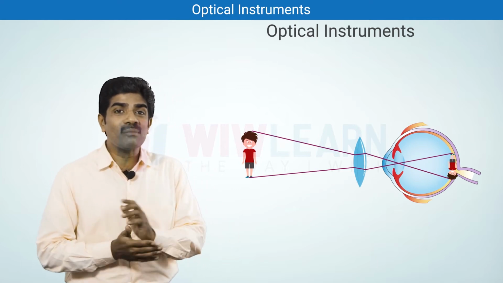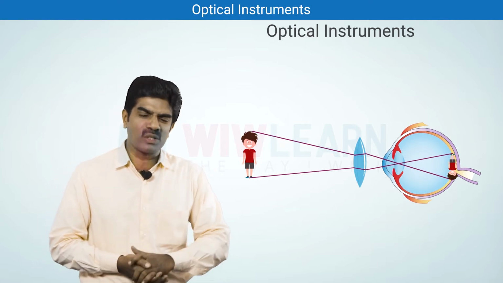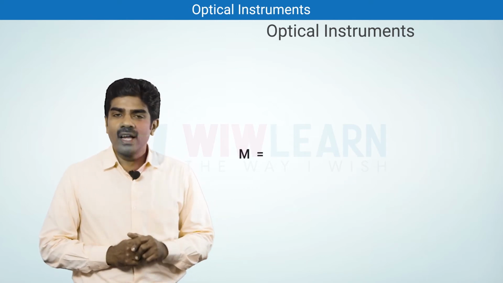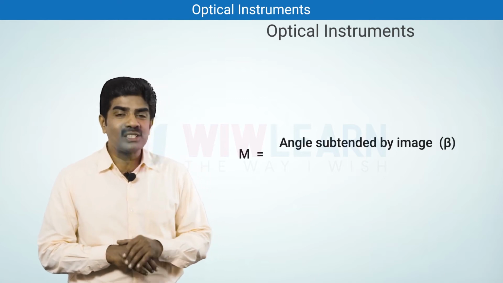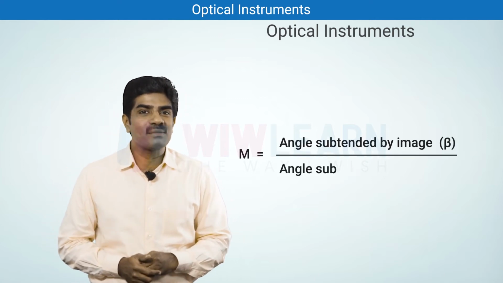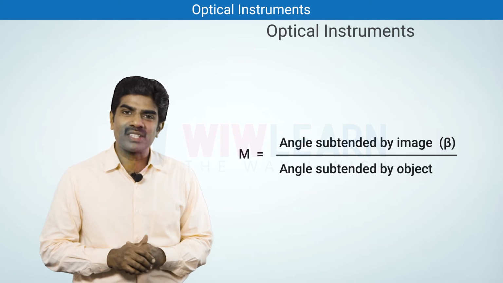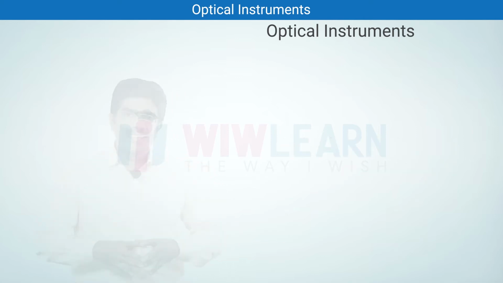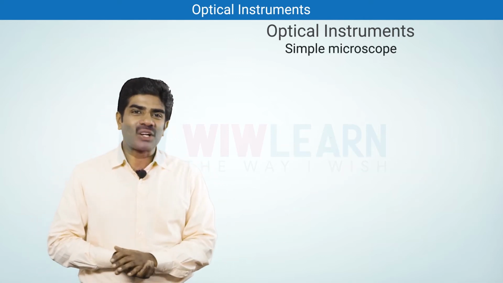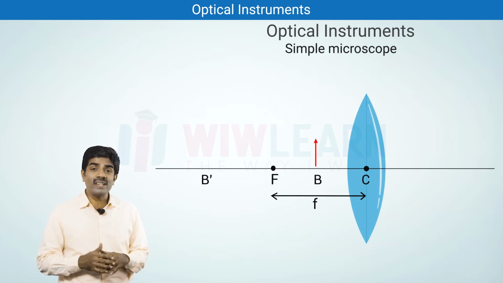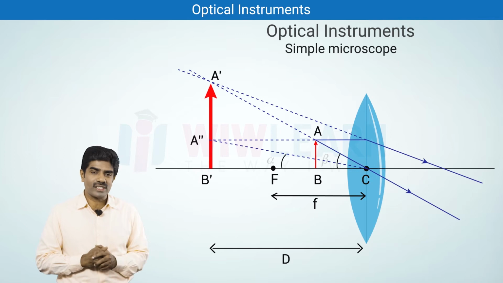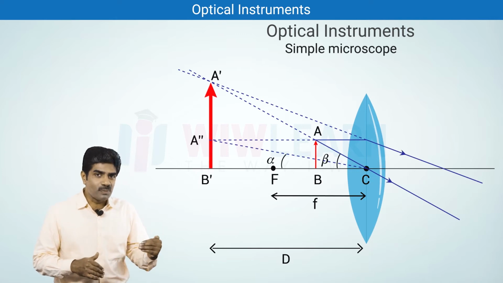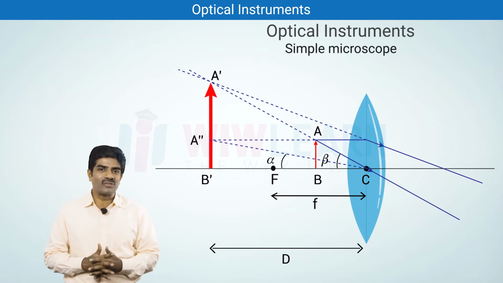Therefore, the angular magnification of an optical instrument M is equal to angle subtended by the image, represented by the letter beta, divided by angle subtended by the object, represented by the letter alpha. Simple microscope is a convex lens and the normal use means the final image is formed at capital D, that is the near point. Here the object is placed between the F and C of the lens.